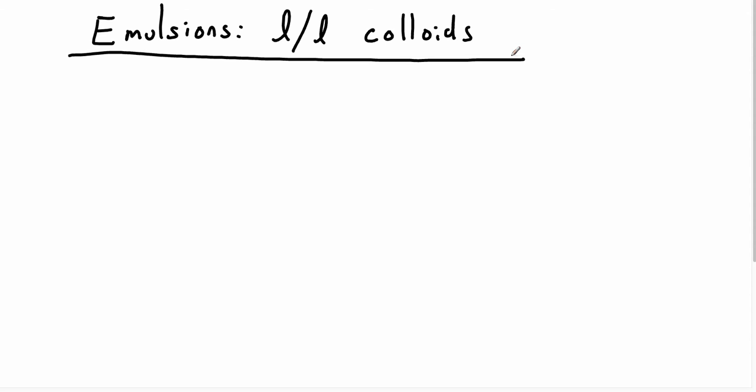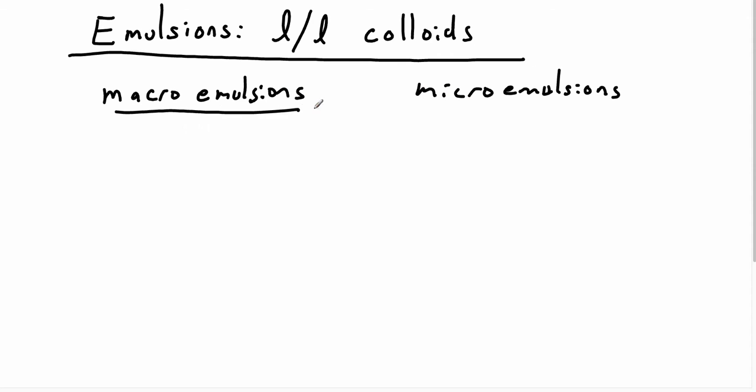Emulsions are colloids made up of a liquid dispersed in another liquid. And we can divide emulsions into two categories. We could have macroemulsions and microemulsions. The difference between these two is that macroemulsions are inherently unstable.